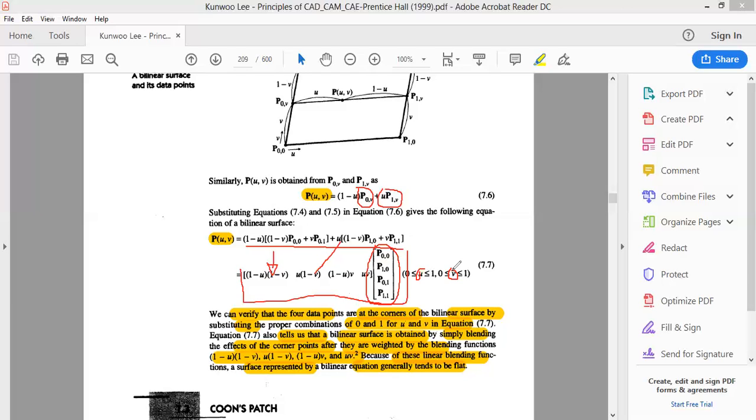The next thing is that once these equations are done, we have to verify that these points, as imagined to derive the mathematical equations, should lie on the surface. The four data points are on the corners of the surface, right? So this is obtained by simple blending of corner points by weighted method, nothing but the interpolation.